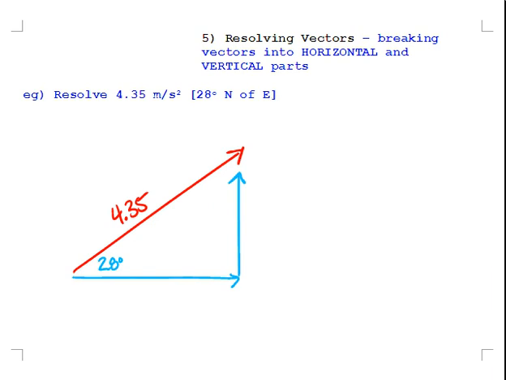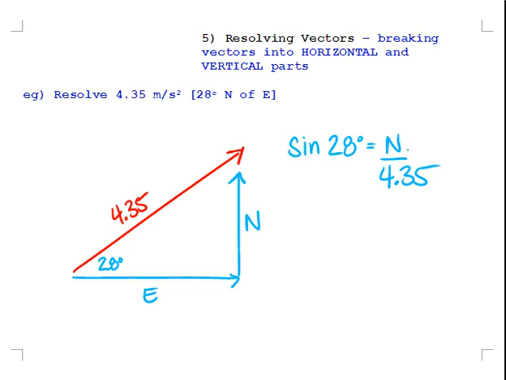So you can label them as like x's and y's. Some people do that, like the axes on a graph. I'm actually just going to call this one n for north, and this one e for east, just to make life easy. And now we're into some SOHCAHTOA in a slightly different way to solve for those two sides. So, for example, to find north, I can use sine of 28 degrees. That's equal to opposite, which is north, over hypotenuse, which is 4.35.